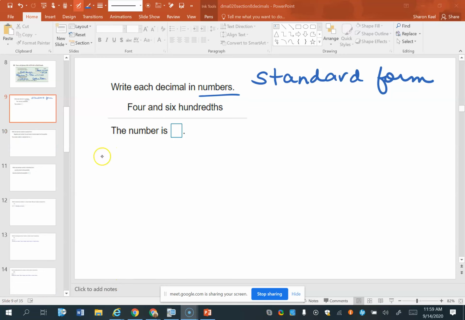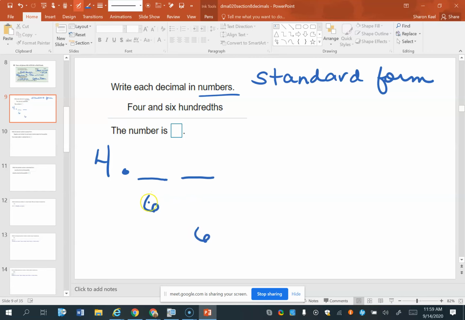So what we have here is the numeral 4. For "and," we're going to use our decimal. Now, when I do the second part, 600ths, what I like to do is look at the place value hundredths. If you will, draw lines for little tick marks for place values. So we have the tenths place and then the hundredths place. If I'm going to write 600ths, would the 6 go here or would the 6 go here?